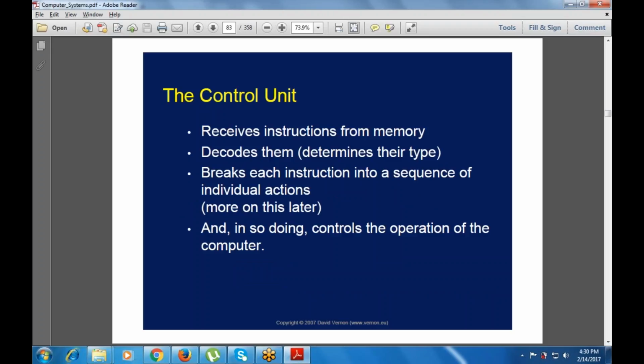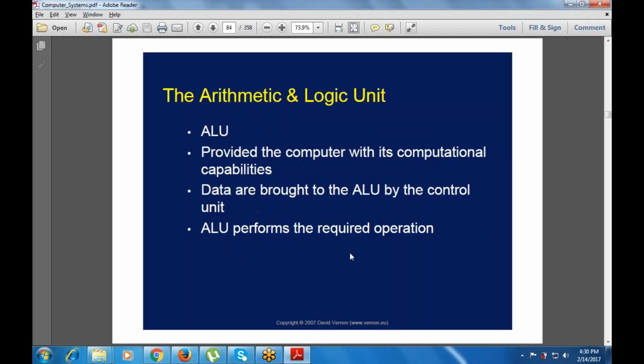Then the control unit also receives the instruction from the memory and decodes it, that means converts it into the next coding. Then it breaks each instruction into a sequence of individual actions. Whatever action is required, the control unit breaks the instruction down into that sequence of individual actions. In doing so, it controls the operation of the computer.